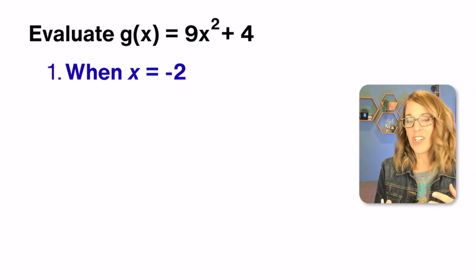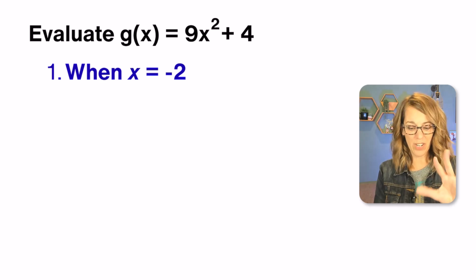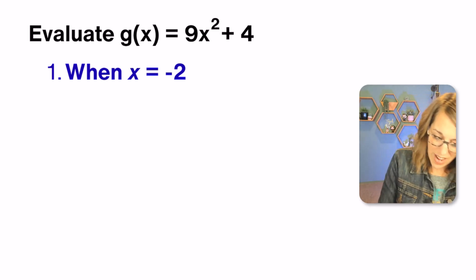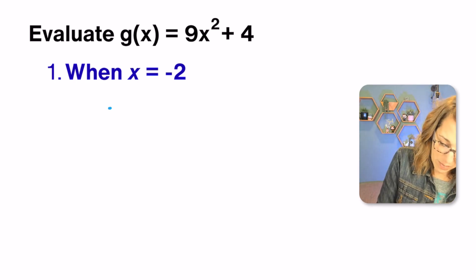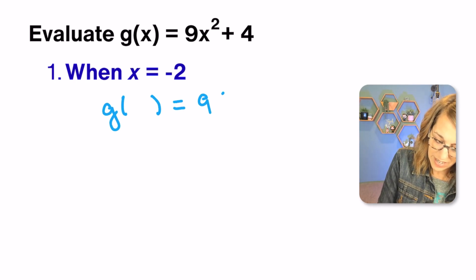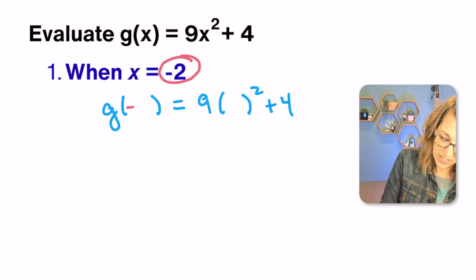So I've got a different function here, and I'm going to evaluate it for 2 different values. One's going to be a fraction, so make sure that you stick around. So I've got g of x. This time the name of my function is g. So it's going to be g of whatever my input is equal to 9 times my input squared plus 4. So that is going to give us, let's do our input again here in red, a -2 and a -2.